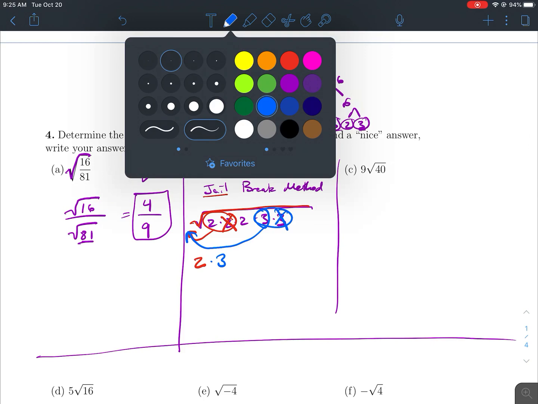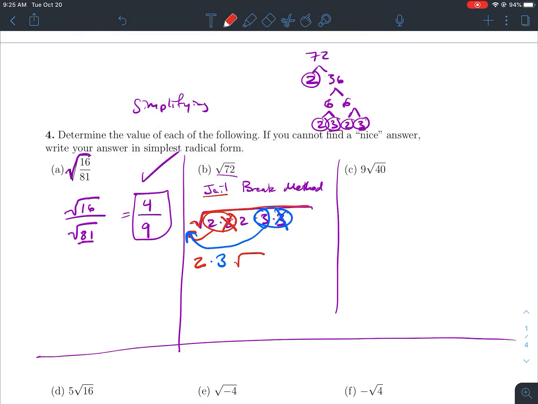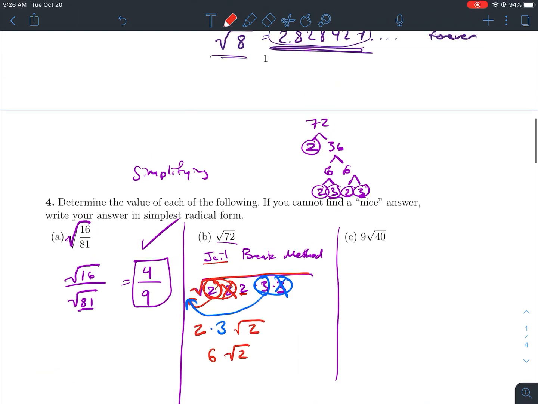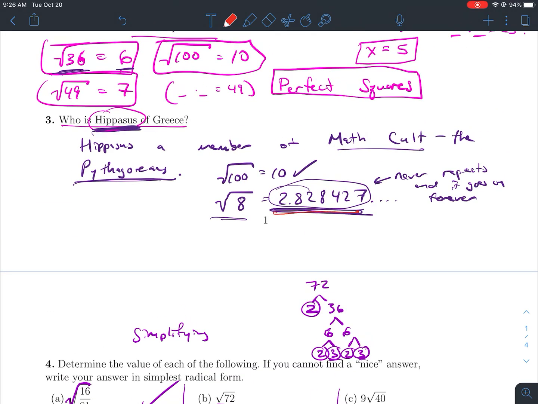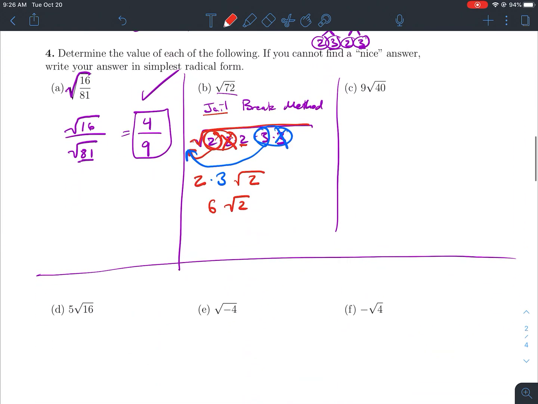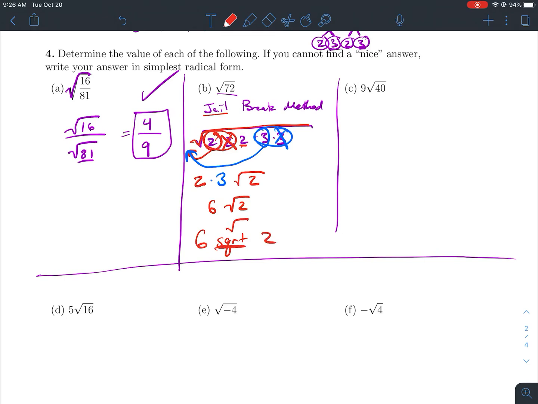So then left inside of the square root jail is just the single 2 right here, because this 2 got out and this 3 did, and that will leave us with 6 square root of 2. Much better than our infinite non-repeating decimal that got Hippasus killed. Our jailbreak method gives us a nice answer here. And if you want to type this into Desmos, you can type 6 square root 2, and it will automatically transform this sign into the square root sign.